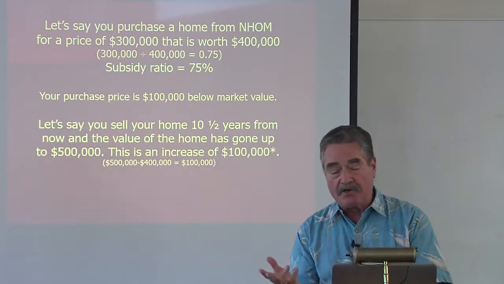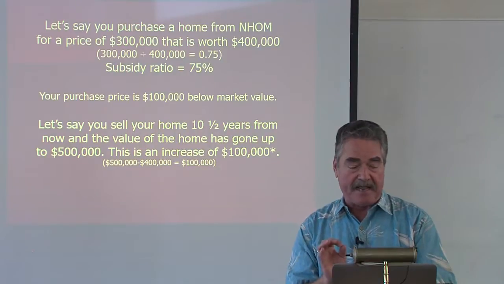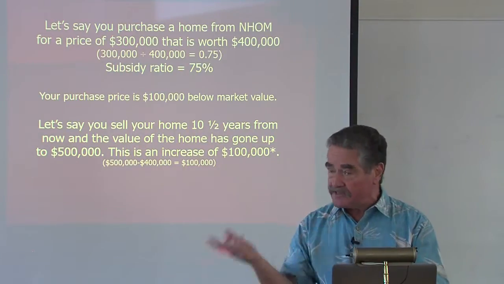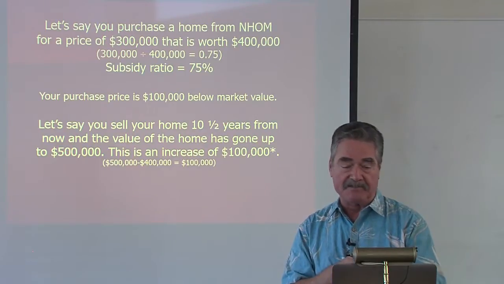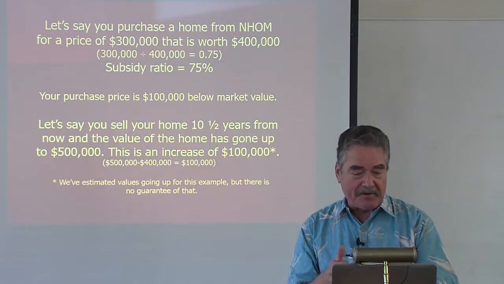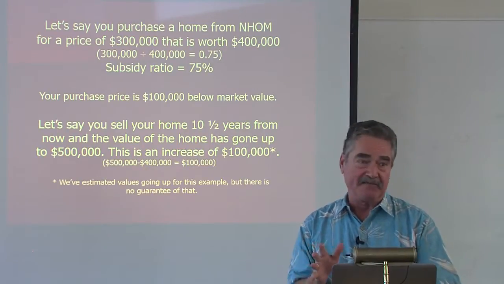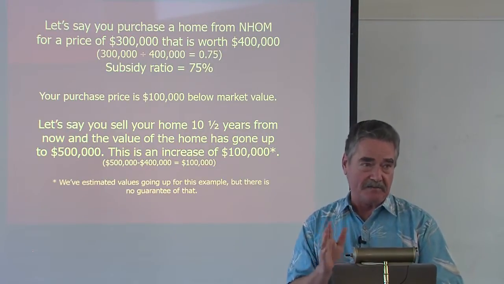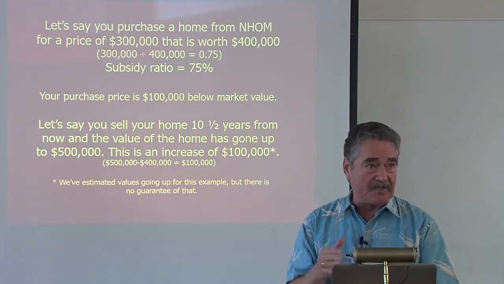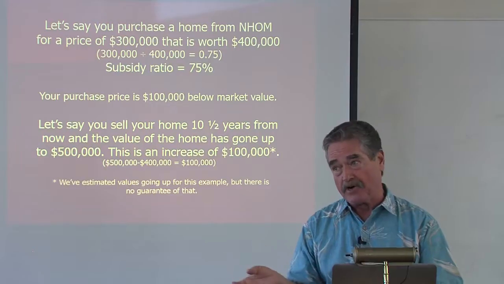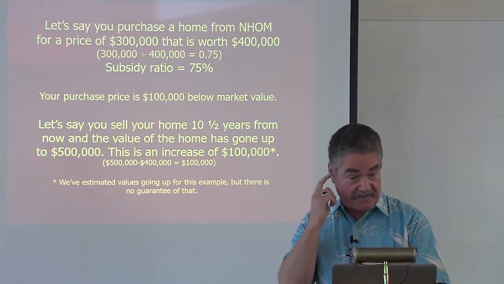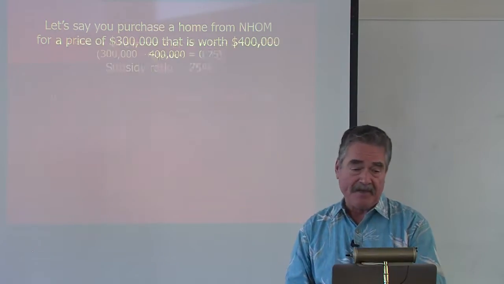Let's say you sell your home in 10.5 years from now and the value has gone up to $500,000. This is an increase of $100,000. We've estimated values going up for this example, but there is no guarantee of that. Real estate is a cyclical business. But we have just weathered one of the greatest downturns I've ever experienced in my almost 40 years in the business. Let's hope we don't see that kind of extreme downturn again.